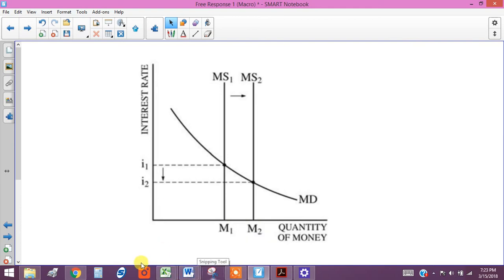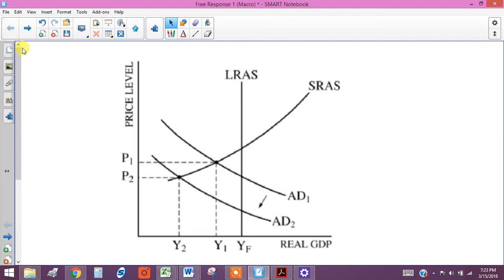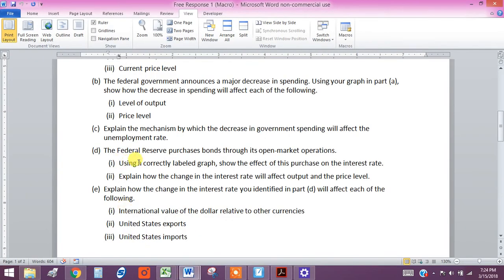Just explain that the aggregate demand is going to shift back to the right, which is going to raise output and raise price levels. Okay, that's part D.